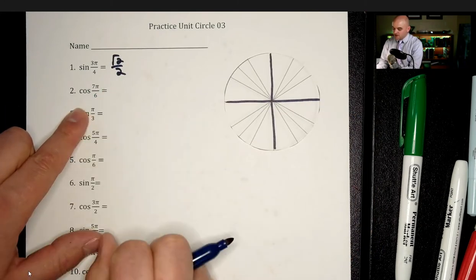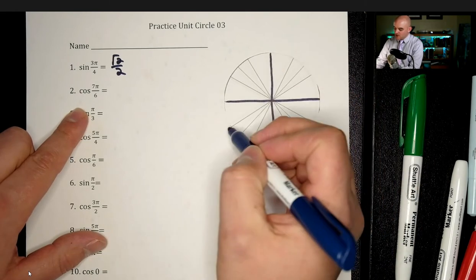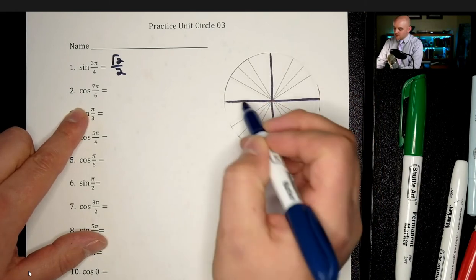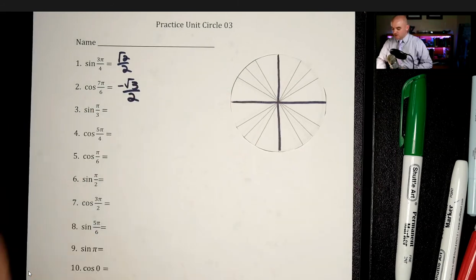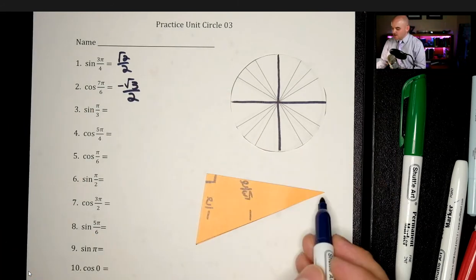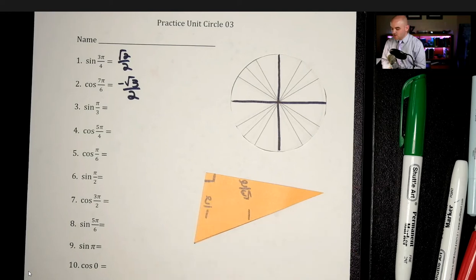The cosine of 7 pi over 6, that's 1 pi over 6 past pi. It's going to be on the x-axis. It's going to be negative root 3 over 2. I'm dealing with this triangle oriented like that. The x value is negative root 3 over 2.